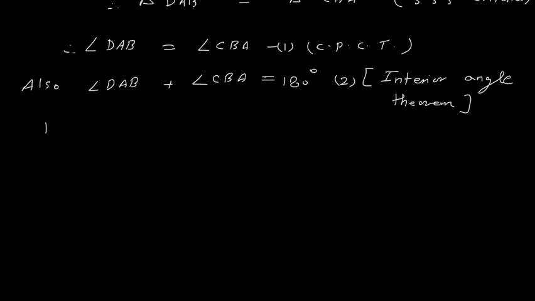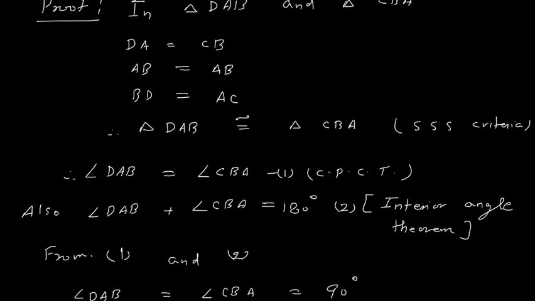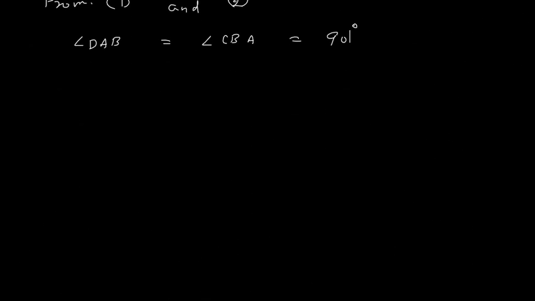Now from 1 and 2, as the sum is equal to 180 and both are the same angle, angle DAB will be equal to angle CBA, which is equal to half of 180, that is 90 degrees. So as one angle of the parallelogram I proved as 90 degrees, I will say that therefore this quadrilateral ABCD is a rectangle.